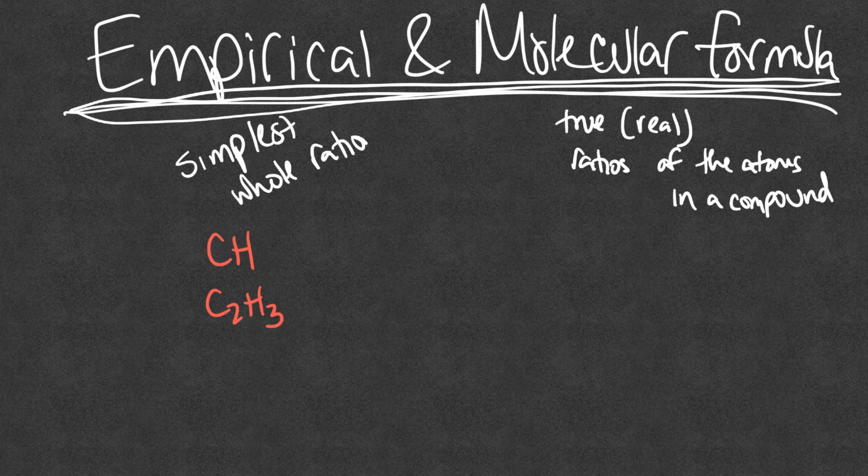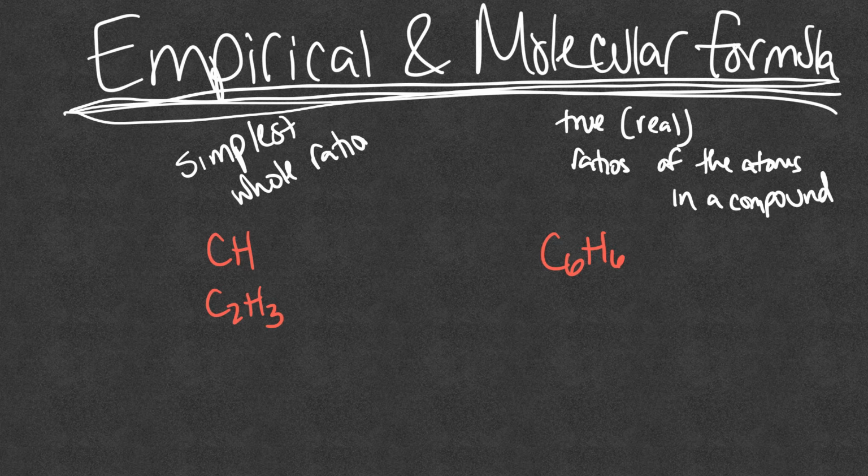we have benzene. So this is the molecular formula for benzene. If you want to know what the empirical formula for benzene is, you want the simplest whole number ratio between the carbon and the hydrogen. And so in this case, the empirical formula for benzene will simply be CH.